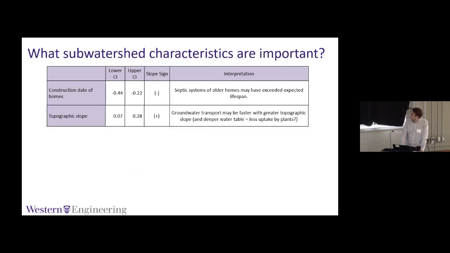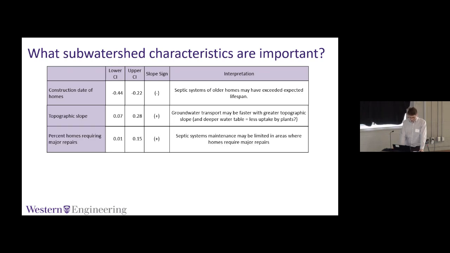The next parameter, which we found in our modeling, was the topographic slope. So looking at where the septic systems are placed and what the slope is where they're placed. And we see a positive relationship with this parameter and our percent septic system effluent reaching the stream. And this may be due to groundwater transport of our effluent being faster in areas where we have septic systems placed on high slope.